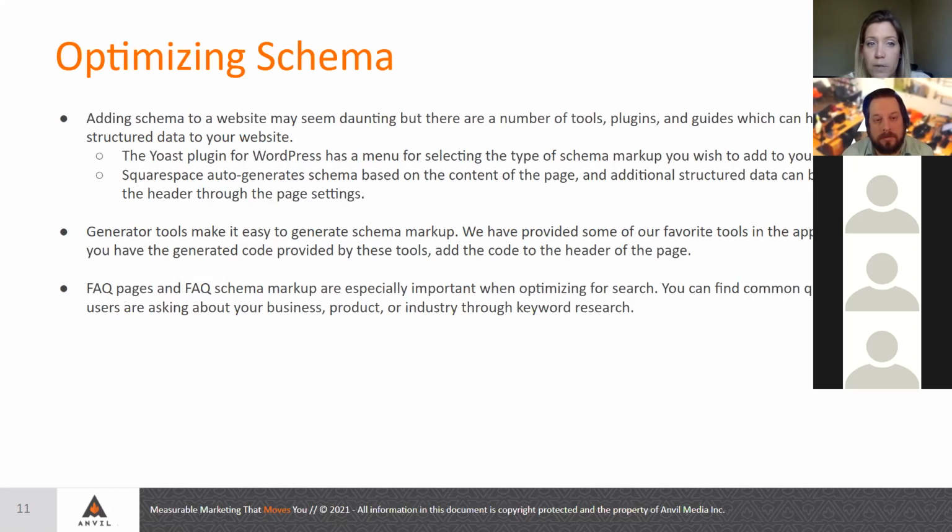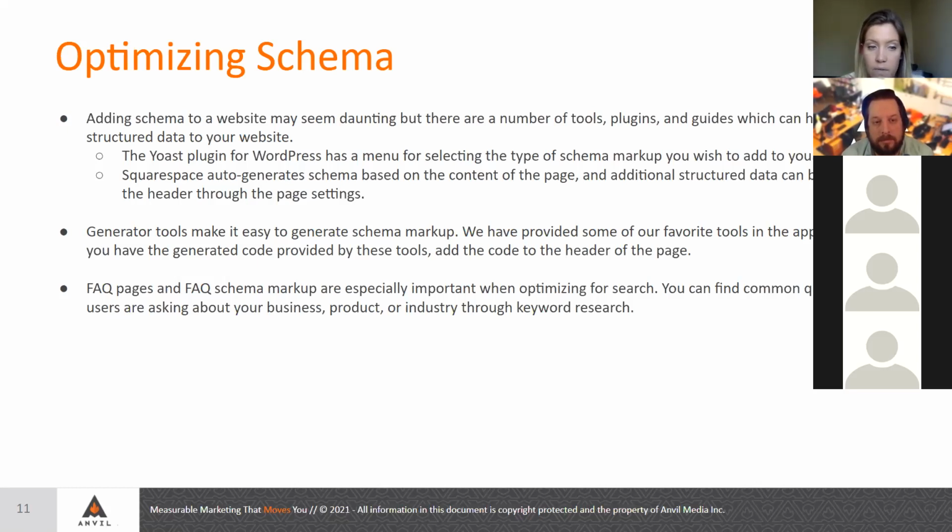Squarespace will auto-generate your schema based on the contents of the page, and the additional structured data can be added to the header through the page settings as well. So a lot of these CMS websites make it really easy and really straightforward for you to add schema markup to your website. There are a few generator tools that make it easy to actually generate this schema markup itself.